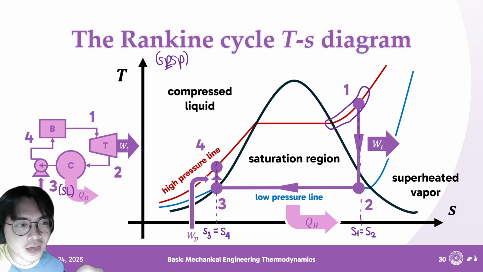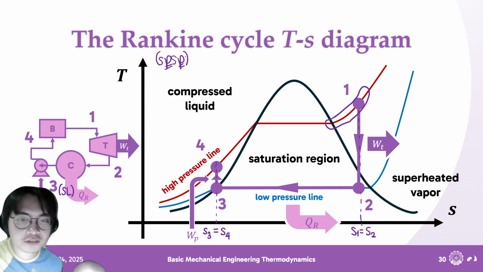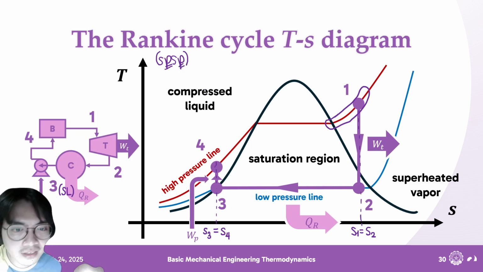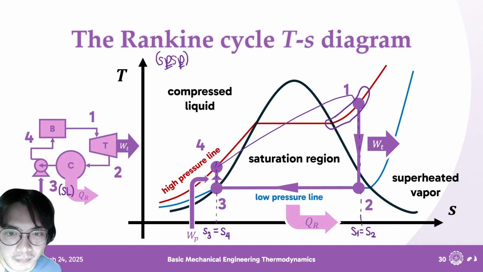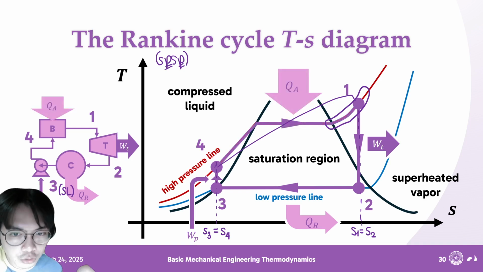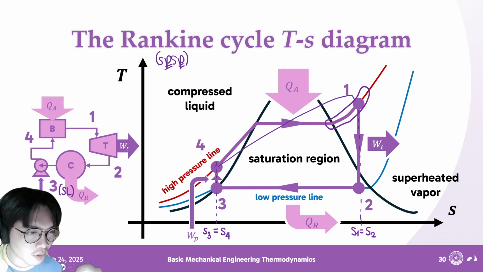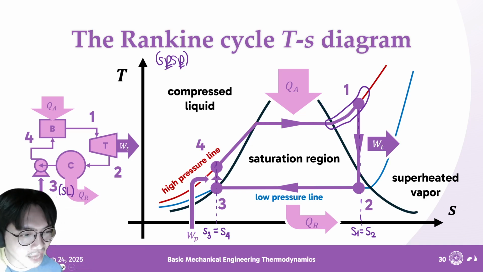And now, how do you get from 4 to 1? Again, 4 to 1 is an isobaric process. So you literally just connect the lines together. Not like this, not like this, but you follow the high pressure line. You follow the high pressure line. And that is how you add heat.